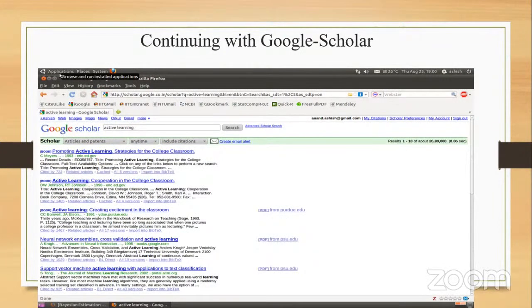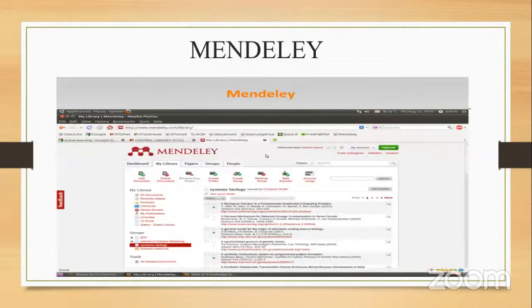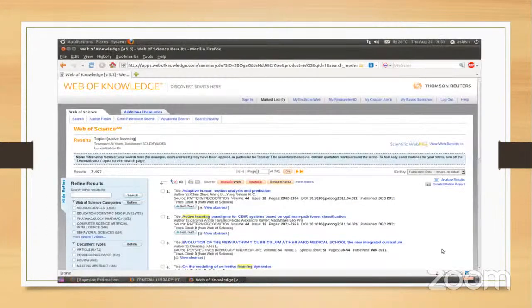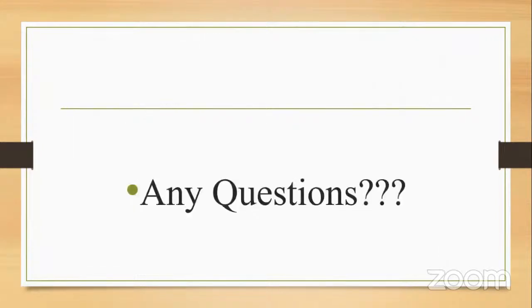These are a few sources from where you can collect: CiteSeer, Mendeley, Web of Knowledge. And at the last I have shown one example of how you are going to write and how you should write. And any question? I think because of constraint of time.